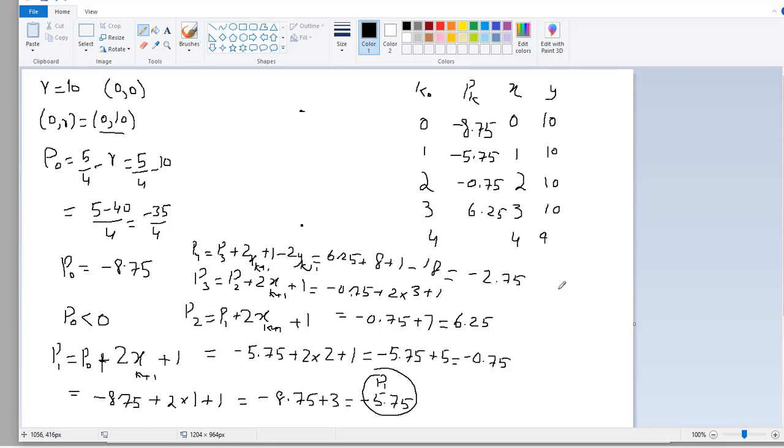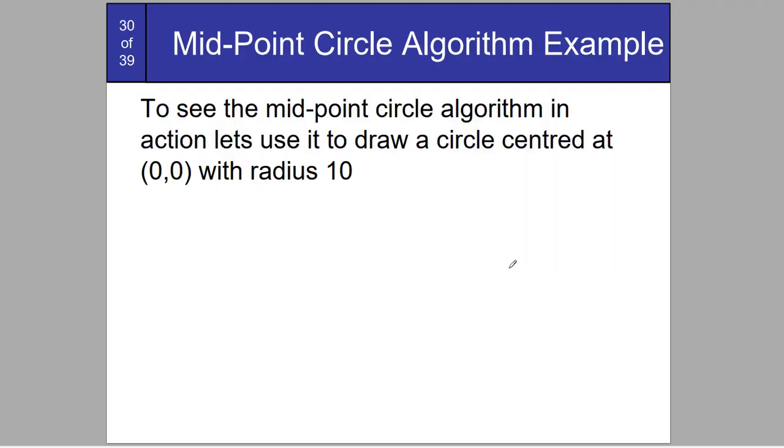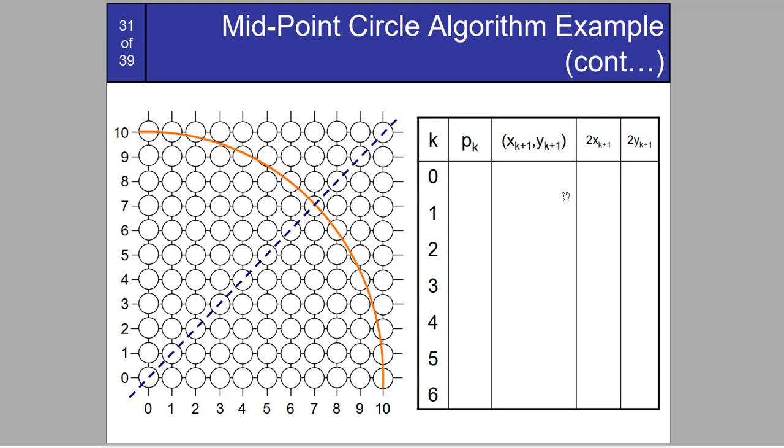Again, this is negative, so next time it will not change, it will remain the same. 5, 9 for 5. And this is minus 2.75. And we will continue like this. When it is positive, we will change it; when it is negative, we will not. And this is what you need to fill by hand, to find the values of the circle.